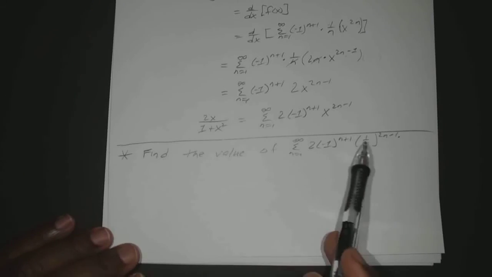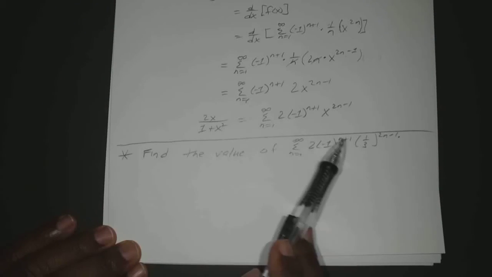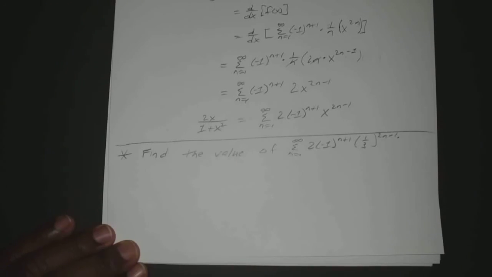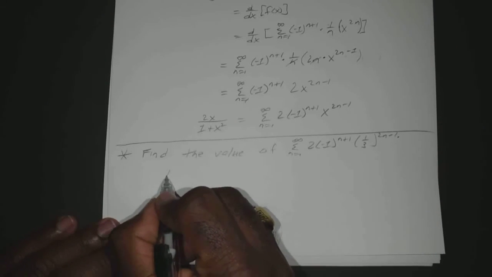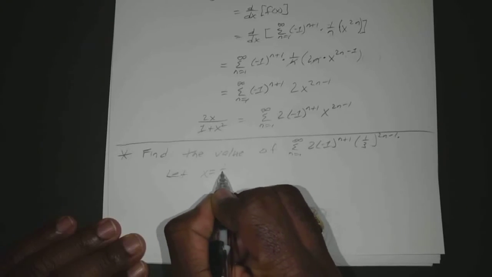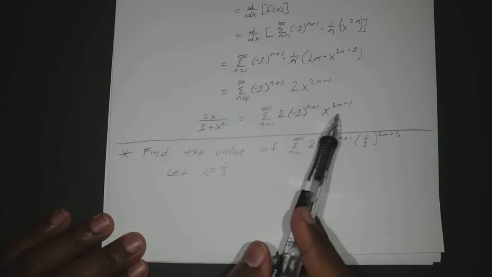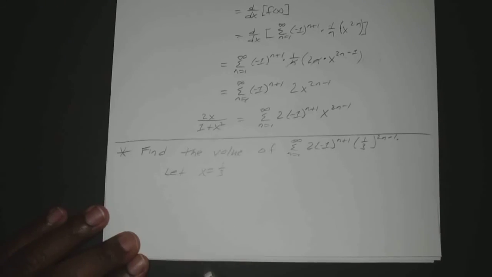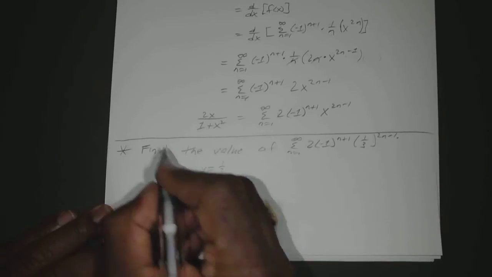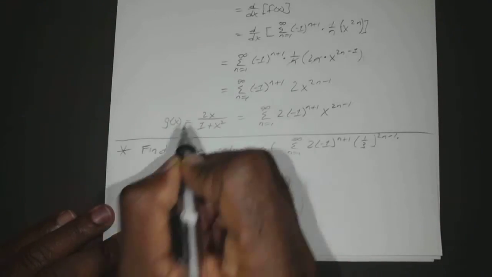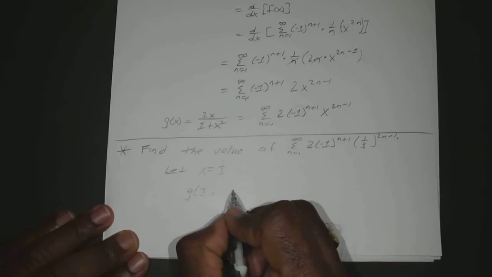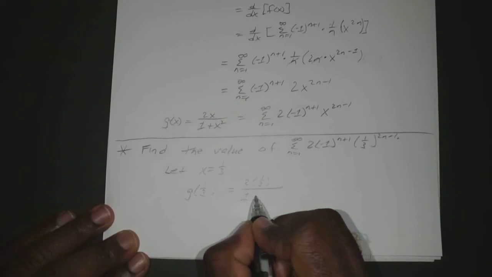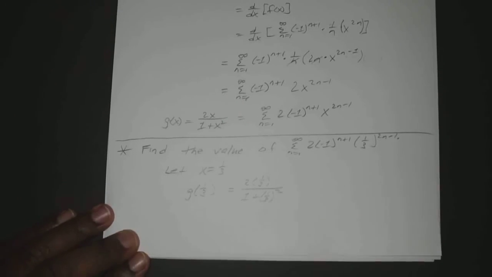Okay. Now if you notice, the only difference between these two is just the fact that x is equal to 1/3. So we'll just let x equal 1/3, which means all we have to do is plug in 1/3 here, since they're equal. So that means g, I'll make that our g of x. So g of 1/3 is equal to 2 times 1/3 over 1 plus 1/3 squared.